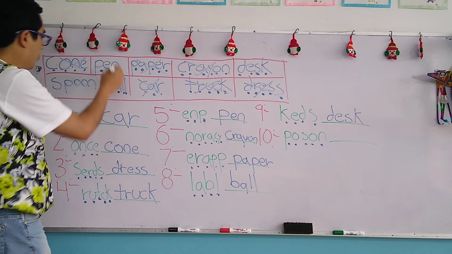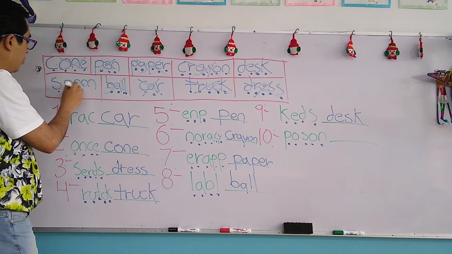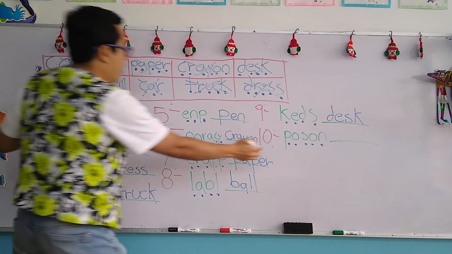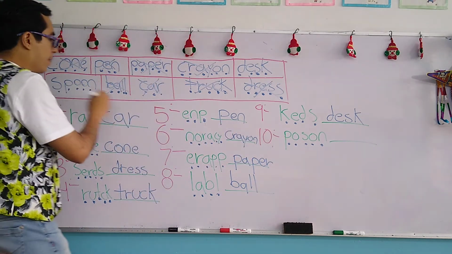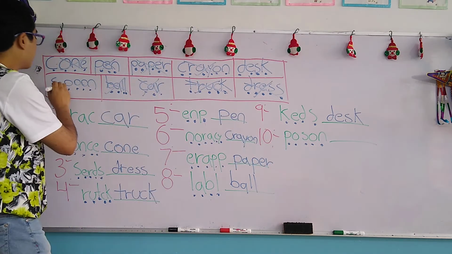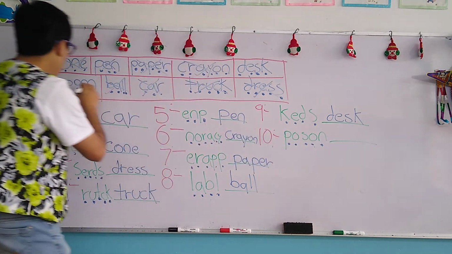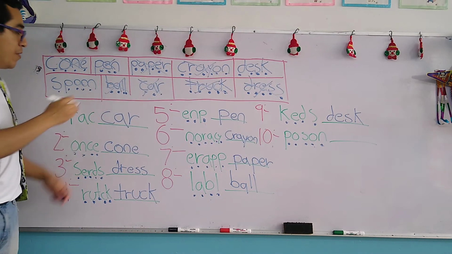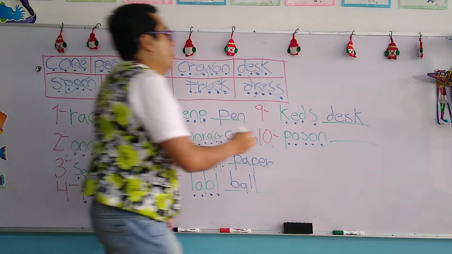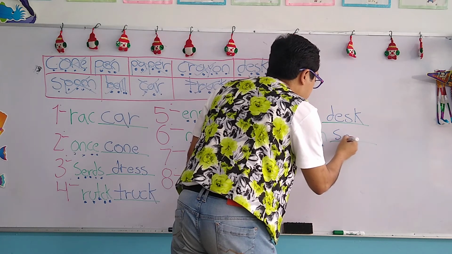And the last one is right here. 1, 2, 3, 4, 5. Letter P of Peter. Letter O. Letter S. Letter O. And a letter N. So this is the correct order. The word is spoon.